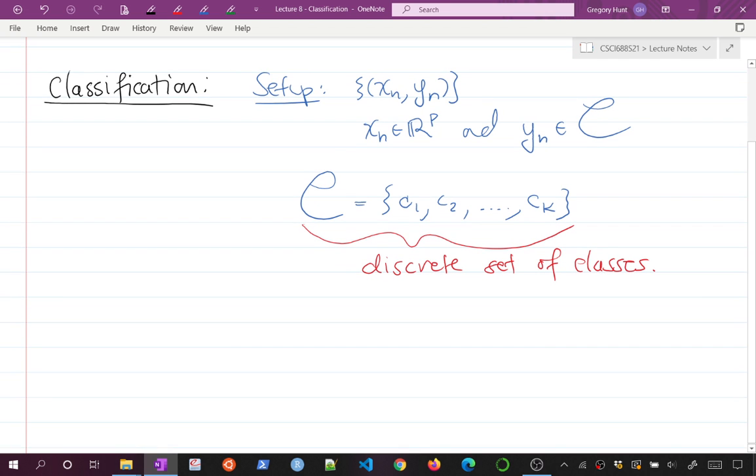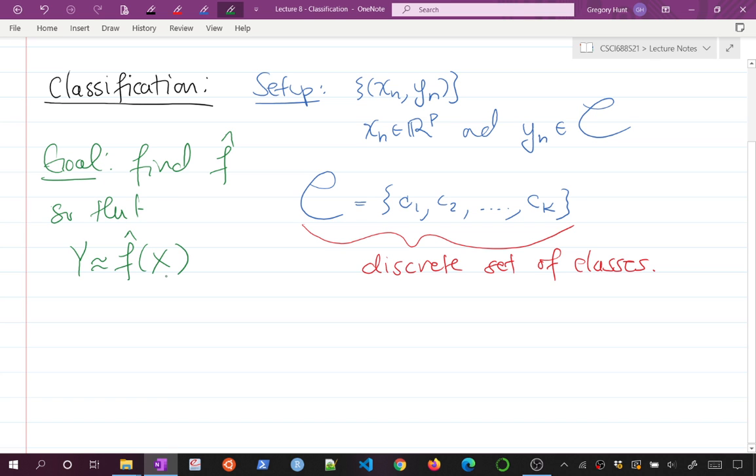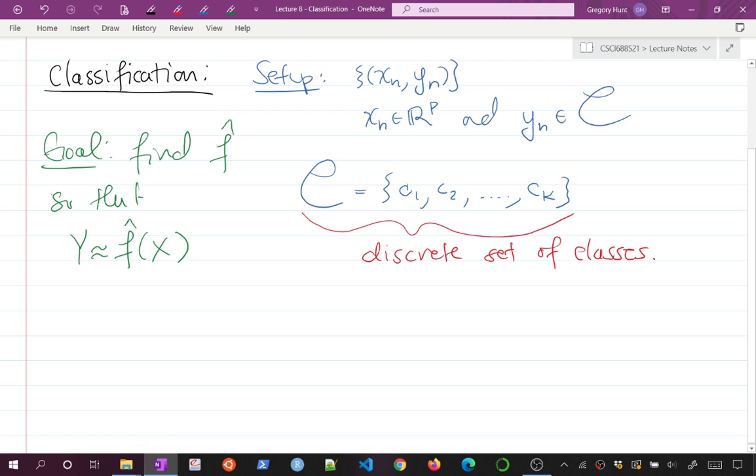Nonetheless, my goal is to find some f hat so that kind of generically my y is approximately f hat of my x's. And I'll use my training data to do that. So we can use our empirical risk minimization framework and the theory that we derived last time for classification, but we can't use the squared loss.